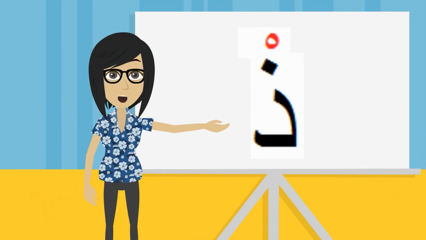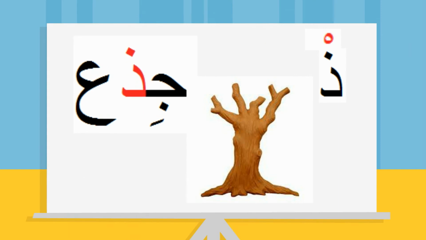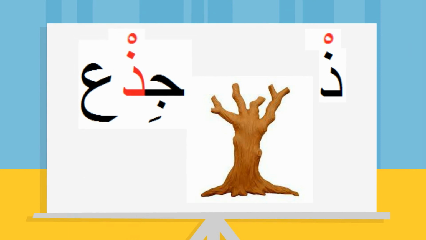Vowel with a sukun is idh. Idh. As an example, the word jidh'a. Jidh'a, which means a trunk. Jidh.